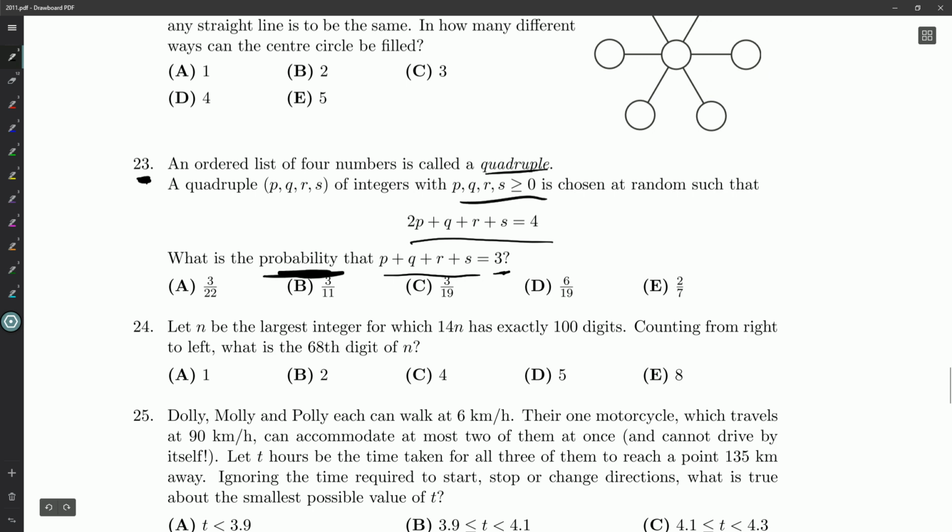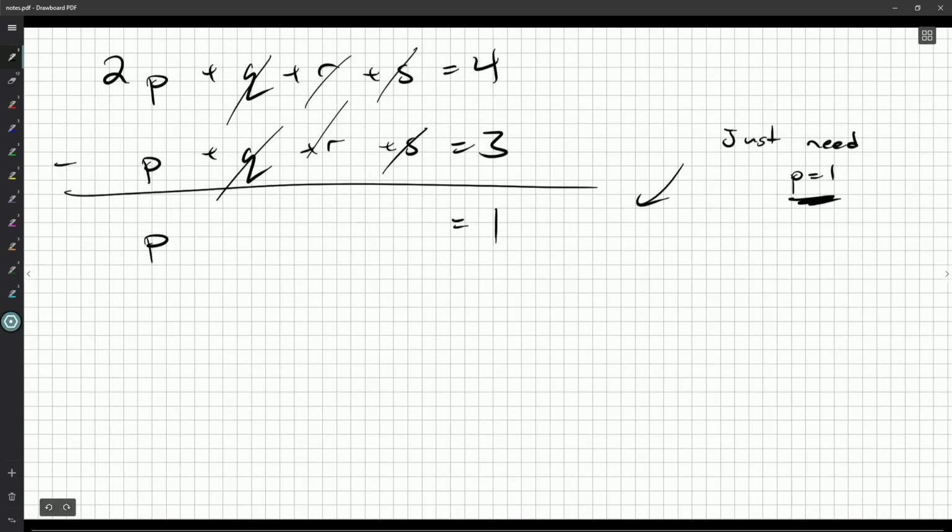So they're asking for probability in the question. How do you do probability? Well, you count up the number of ways you get something specific that you're interested in, like p plus q plus r plus s is 3, or as we've just shown, the number of ways to satisfy this first equation with p equal to 1, and you divide by the number of ways to satisfy this equation in the first place. So how many ways can I pick my p, q, r, and s to get a sum of 4? I want to pay special attention to the p values. Maybe break it down into cases based on p, and one of those should be p equals 1.